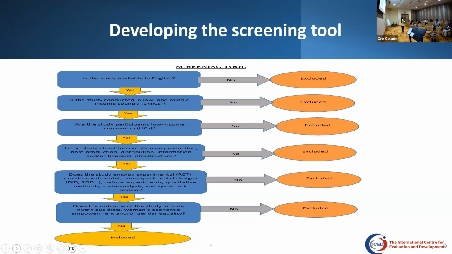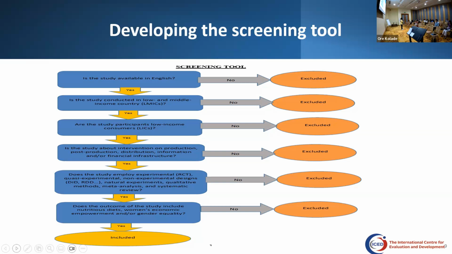At any point in time, if it says no, you don't continue to the next step. You exclude. So the first step here says that, so this paper you are actually screening at the title and abstract stage, is this study available in English? And I say yes. If I say yes, what's the next thing I'm looking at? Then it's asking, is my study conducted in low and middle income countries? So this is looking at what?